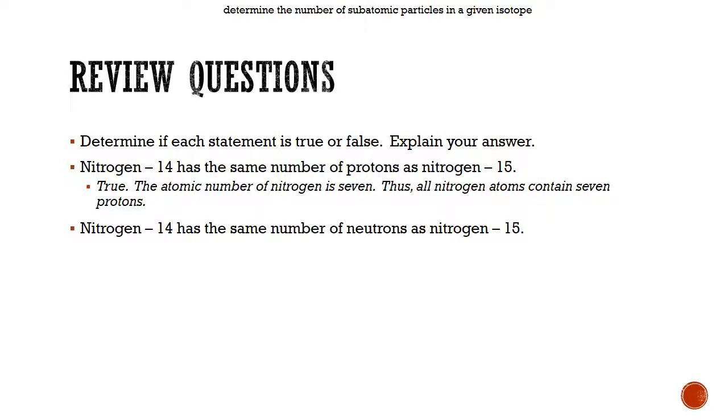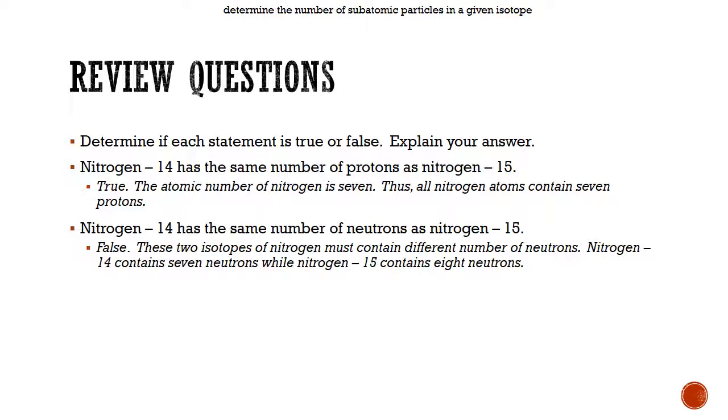Question 2. Nitrogen 14 has the same number of neutrons as nitrogen 15. This is false. The 2 isotopes of nitrogen must contain different numbers of neutrons. In fact, nitrogen 14 would contain 7 neutrons, while nitrogen 15 contains 8 neutrons.